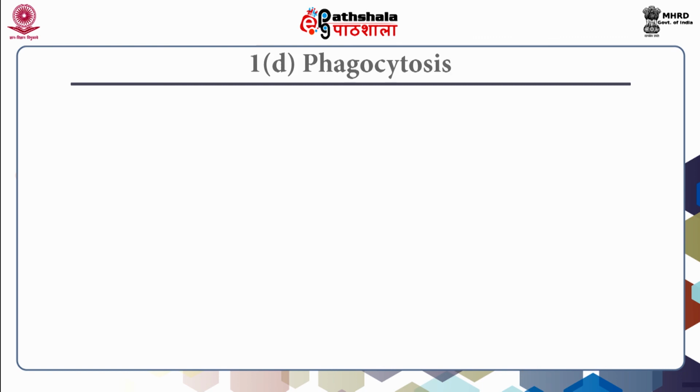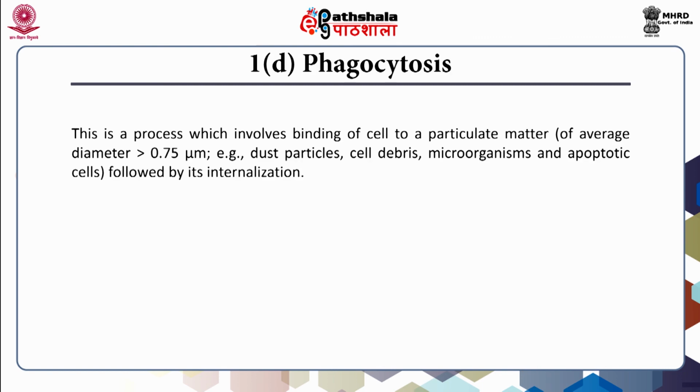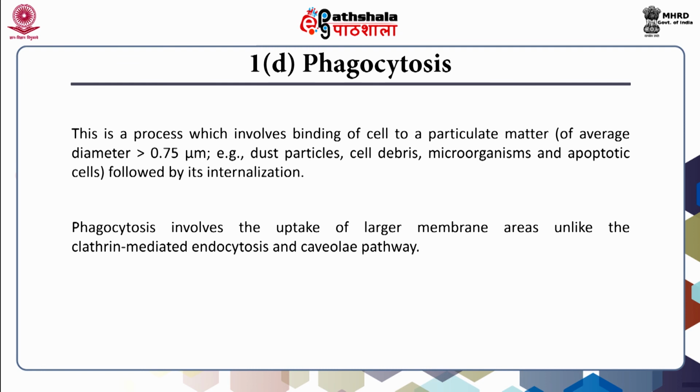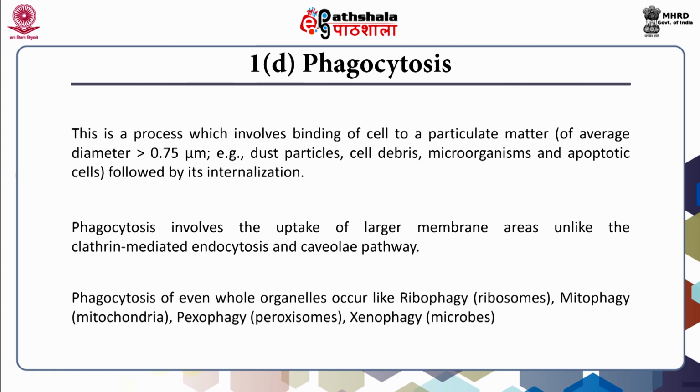Let us see what is phagocytosis. This is a process which involves binding of a cell to particulate matter followed by its internalization. Phagocytosis involves the uptake of larger membrane areas, unlike clathrin mediated endocytosis and the caveolae pathway. Phagocytosis of even whole organelles occurs, like ribophagy, that is ribosomes, mitophagy, mitochondria, pexophagy, peroxisomes, and xenophagy, microbes.